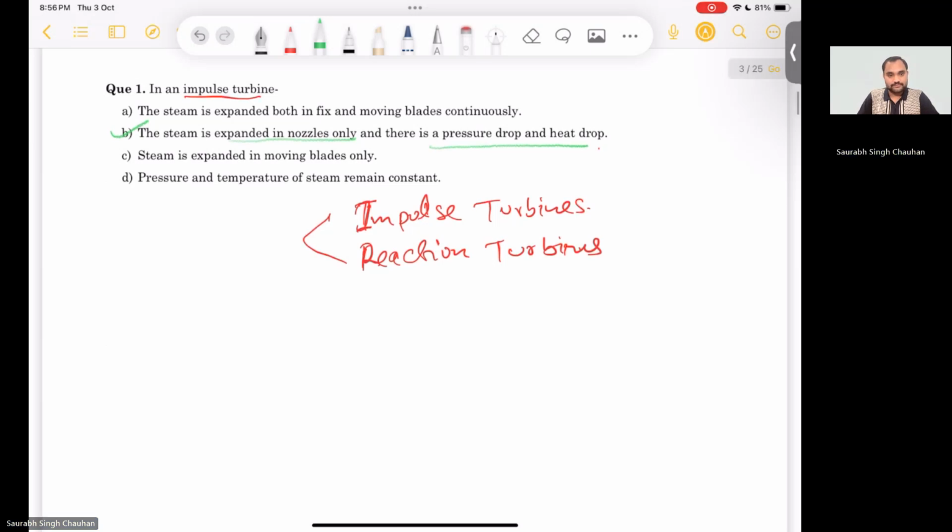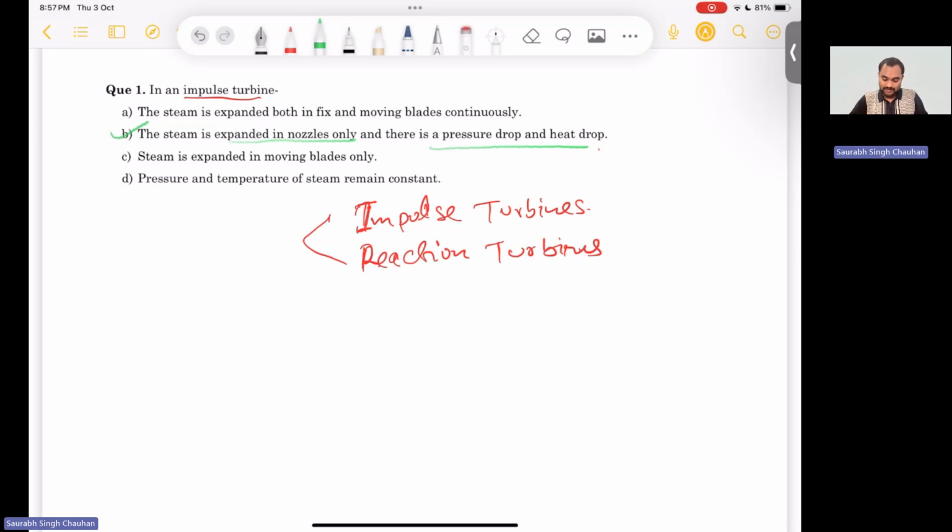In a nozzle, the nozzle neither consumes work nor produces work. It just converts the mechanical energy to the kinetic energy. In case of steam it converts heat and pressure energy to the kinetic energy. I hope this is clear, and I will show you one simple diagram.